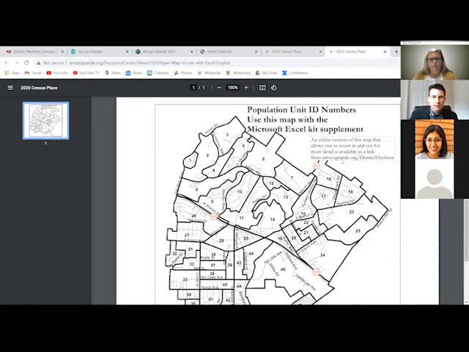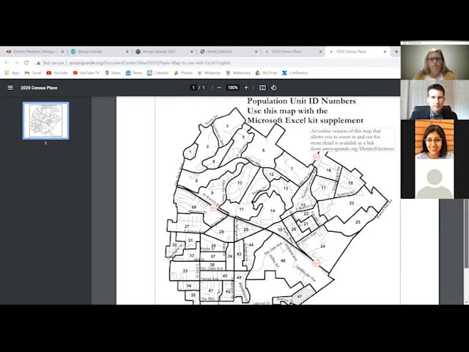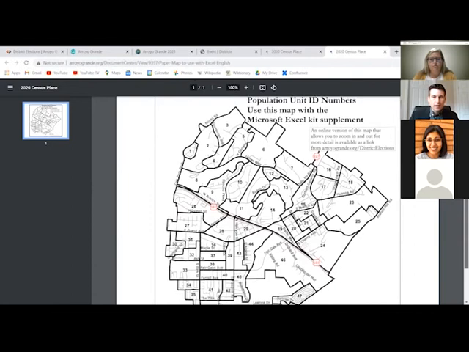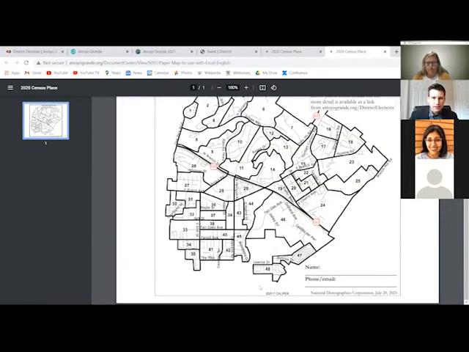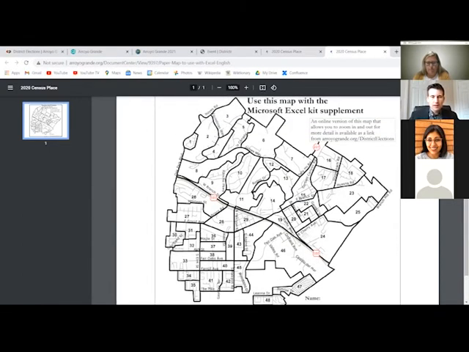Now, there is actually another version of this paper map that is designed to be used with Microsoft Excel. And you'll see that it's the same population units that are on the basic paper map, but instead of showing the number of people who live in each of the units, it just shows an ID number. So starting at the top left here, it goes 1, 2, 3, 4, 5, 6, 7, and so on, until eventually you get to number 48 down here. So there are 48 population units, and each of them has a specific ID number.